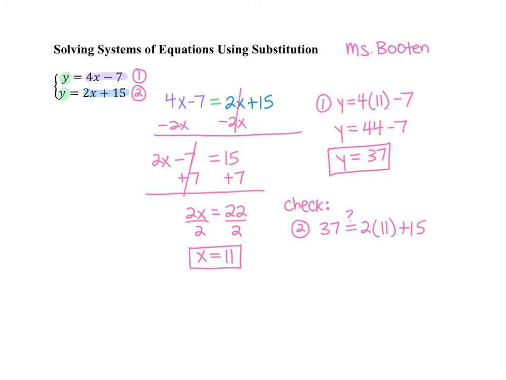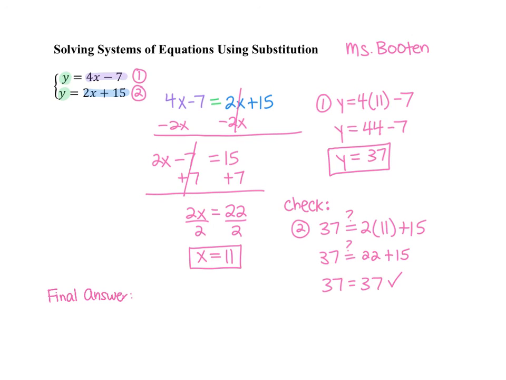And now we just evaluate. The left side, we don't have to do anything to. On the right side, again, order of operations, multiplication comes first. 2 times 11 is 22. And then we still have to add 15. And 22 plus 15 is 37. So we confirm that both sides are equal. I just proved that the point 11, 37 works in the second equation as well. Since it works in both equations, that's my solution to the system.